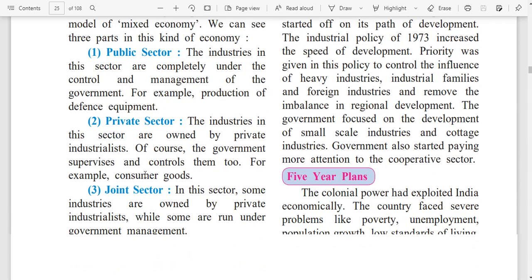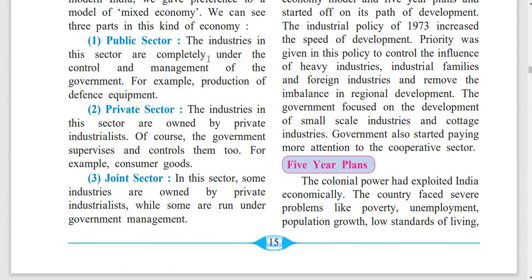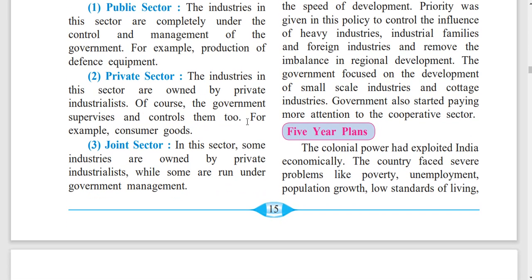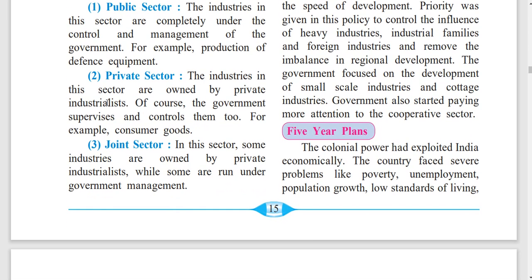Public sector. The industries in this sector are completely under the control and management of the government. For example, production of defense equipment. Private sector. The industries in this sector are owned by private industrialists. Of course, the government supervises and controls them too. For example, consumer goods. Joint sector. In this sector, some industries are owned by private industries while some are under government management.